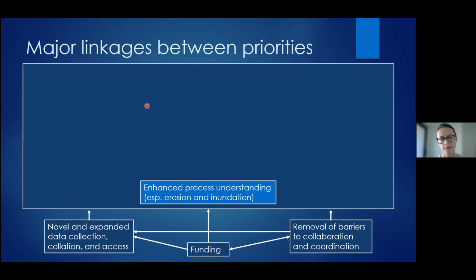And at the base of this flowchart of priorities is enhanced process understanding. If we better understand how the systems work, it feeds into a whole bunch of things. And the two standout priorities here, as I mentioned, are coastal erosion and coastal inundation. But linked to that is better understanding ecosystem health. And I mentioned earlier the need to understand carbonate production in temperate and tropical reefs and how that will feed into our sediment budgets and things like that. So ecosystem health is tied into our process understanding.